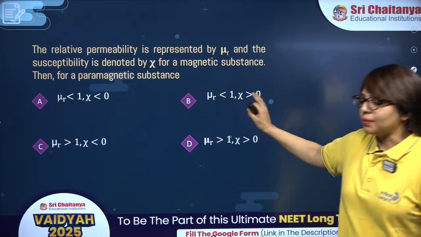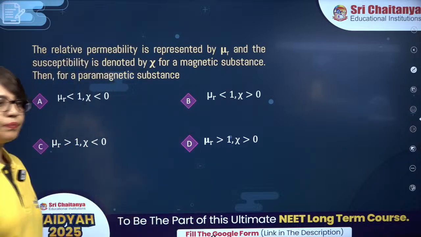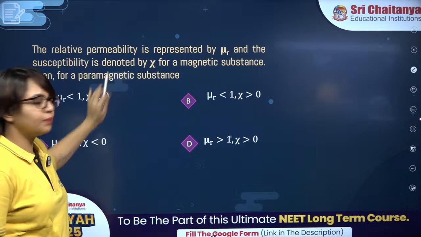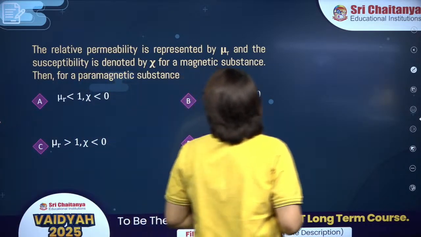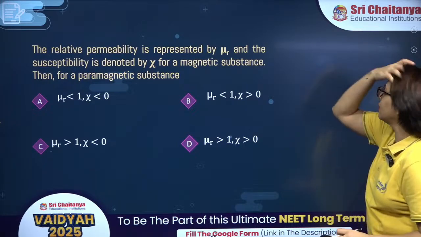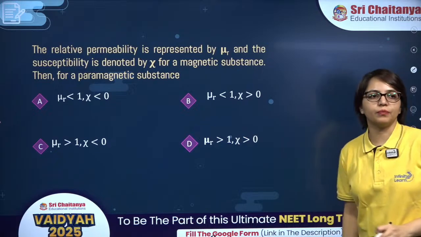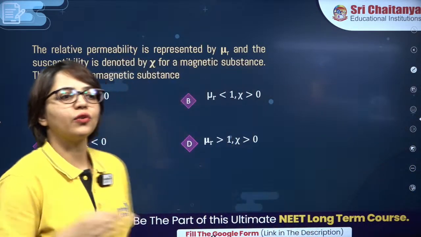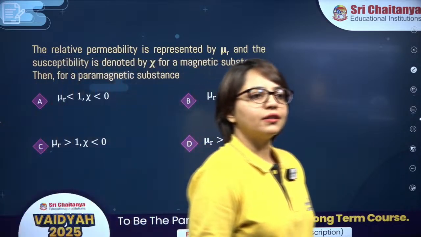Next is this one. This is a very famous concept. This is from Magnetism and Matter, and if you get a question, then you will get questions based on these concepts. The relative permeability is represented by mu r and susceptibility is denoted by chi for a magnetic substance. Then for a paramagnetic substance, which of the following options are correct? This is a completely information based question. If you remember, then you can mark it correctly. Any idea what should be the correct answer?